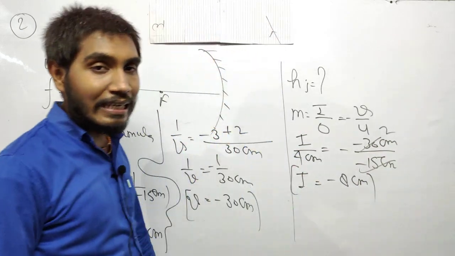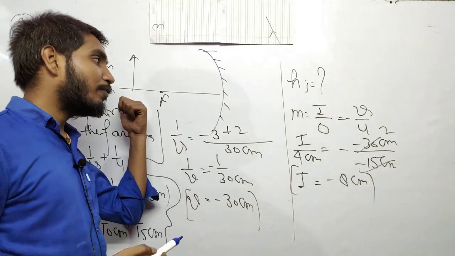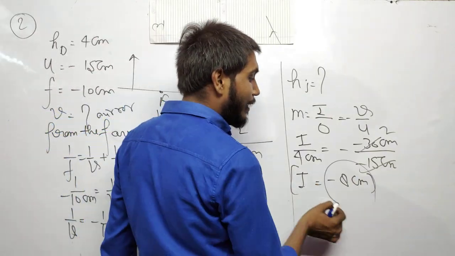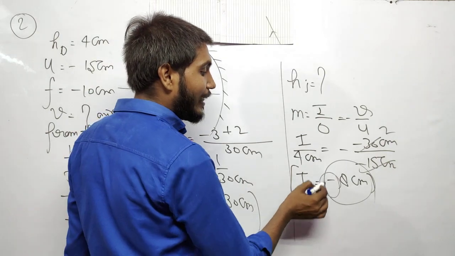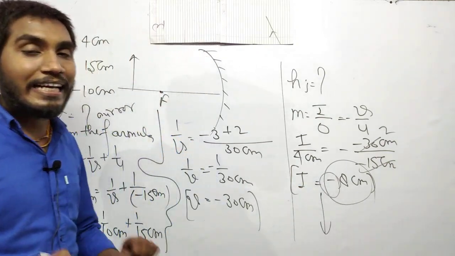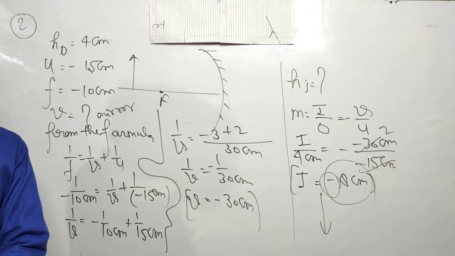So the image will be real, inverted, in front of the concave mirror, and the size is minus 8 centimeter, where minus shows that the image will be inverted. Okay, 8 centimeter will be the height of the image.